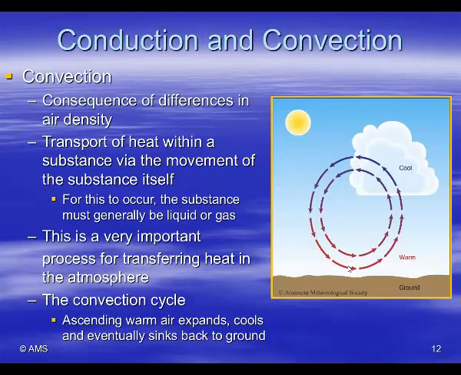For this to occur, the substance must generally be either a liquid or a gas. Right? We don't talk too often about convective heat transfer to metal. This is a really important process for transferring heat in the atmosphere. So in the convection cycle, we have ascending air that expands, cools, and eventually sinks back down to the ground.